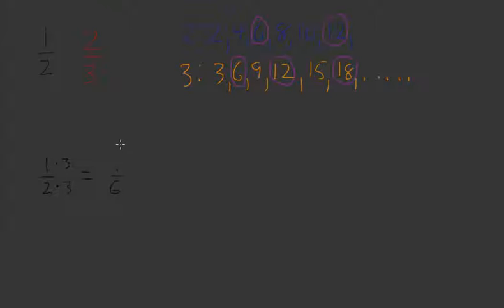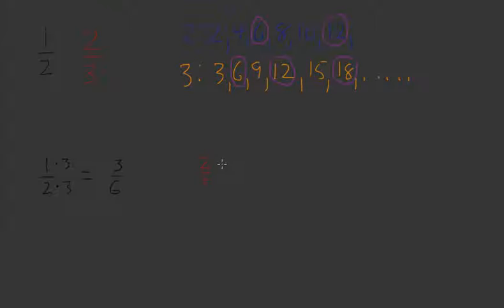And then when you times that by 3, this becomes 3/6, and we know that 3/6 is 1/2 as well. 3 is exactly 1/2 of 6, so that works. We're going to do the same thing with the 2/3. So here's the 2/3.